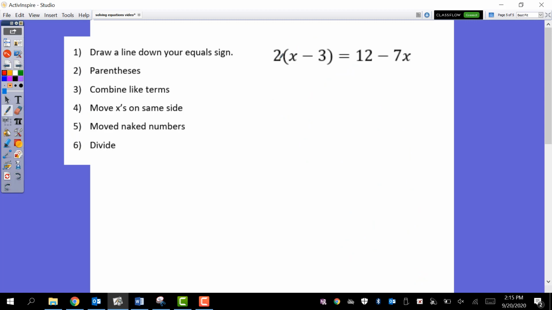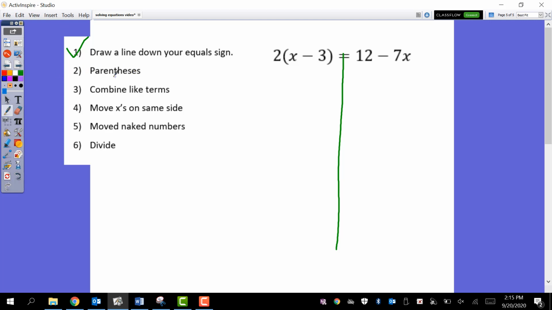Here's the last one we're doing together, and then you're going to do it. Okay, so go ahead and write this down. 2 parentheses, 8 minus 3 parentheses equals 12 minus 7x. First step, I got to find my equal sign. Here it is right in the middle, so I'm going to draw the line straight down. Check. Did it.